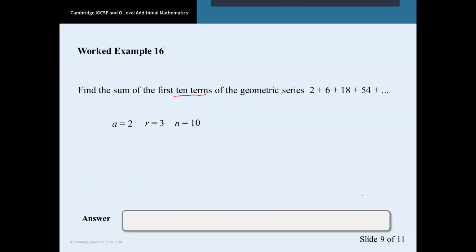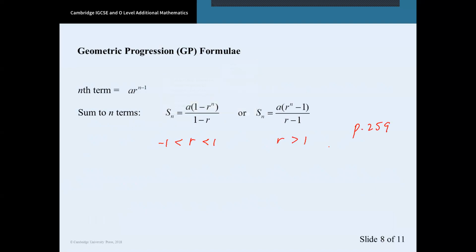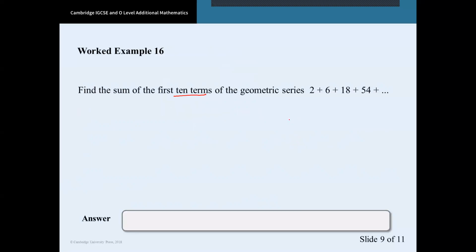So now in order for you to look for the sum, which formula should we use? We use this one. Why? Because if you pay attention to what I said just now, when your r is greater than 1, we use the second formula.